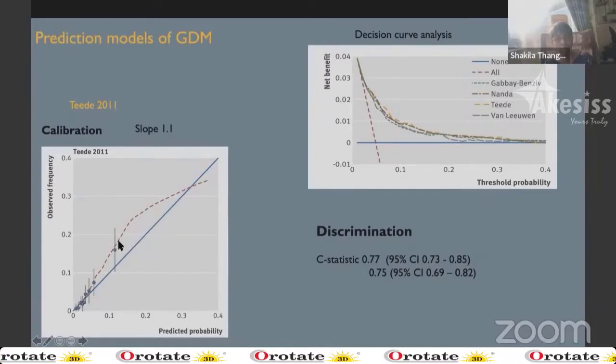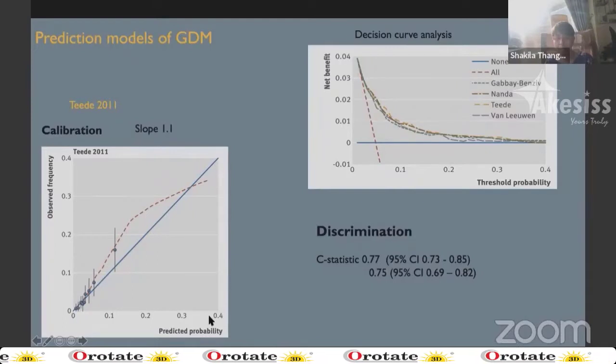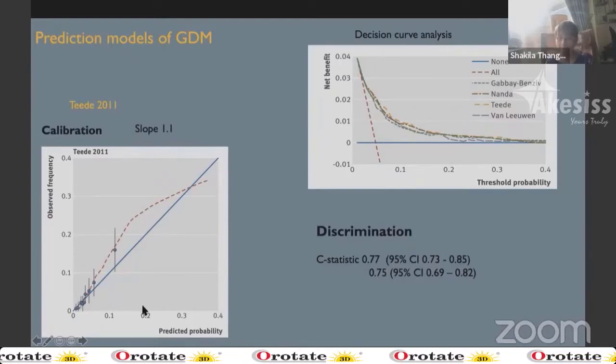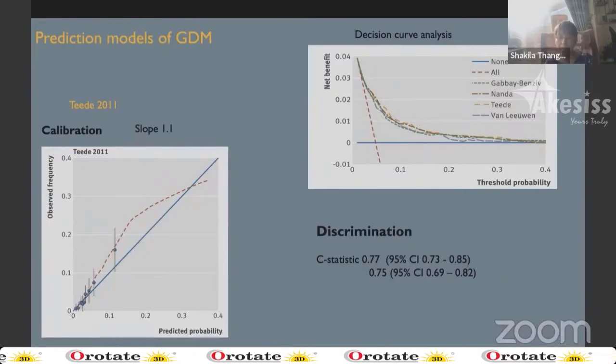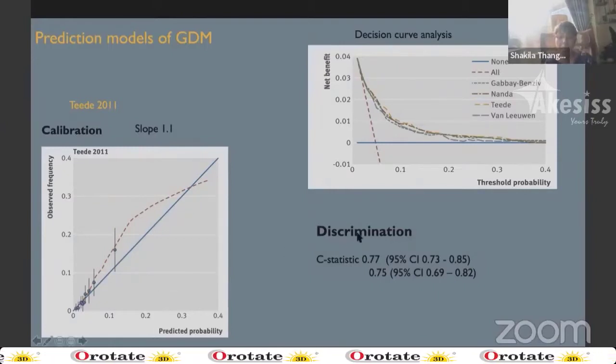On the left is what we call a calibration slope. A slope of 1 is very good. Which means if you predict somebody's risk of having a GDM and they develop GDM, if you predict somebody doesn't have it, then they don't have it. So what you predict is actually what you observe. So for prediction models, calibration is in fact considered to be more important than discrimination.